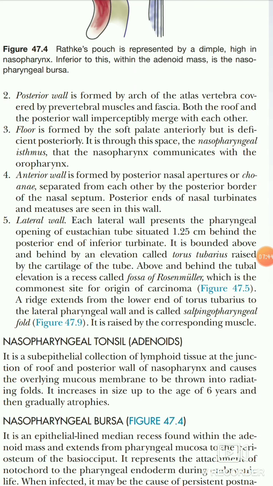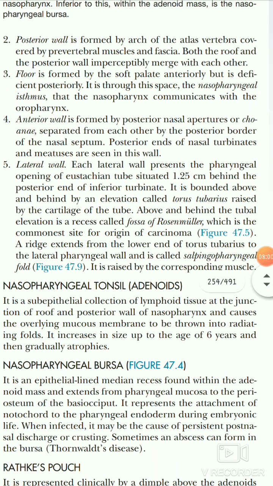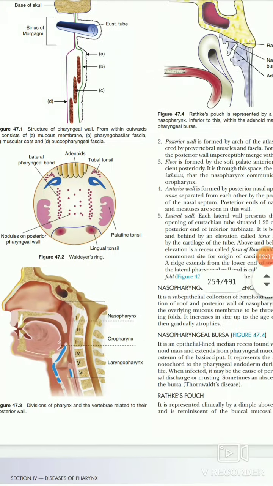Above and behind the tubal elevation is a recess called fossa of Rosenmuller, which is the commonest site for origin of carcinoma. A ridge extends from the lower end of torus tubarius to the lateral pharyngeal wall and is called salpingopharyngeal fold. Figure 47.5 and 6.